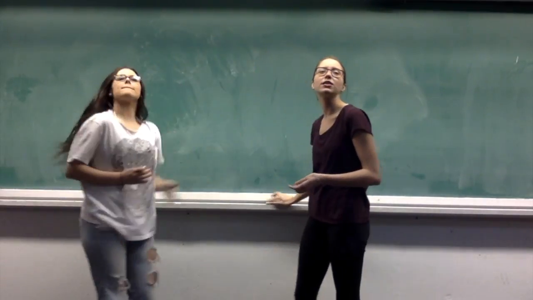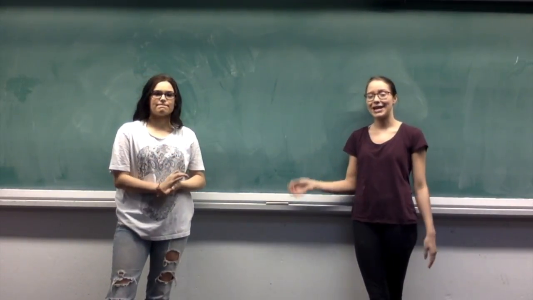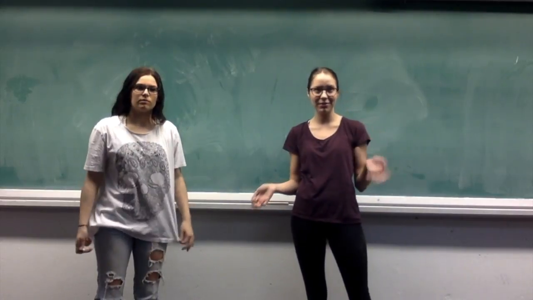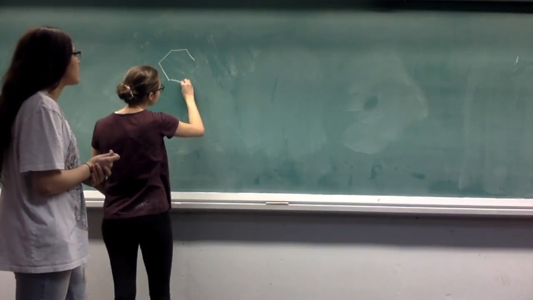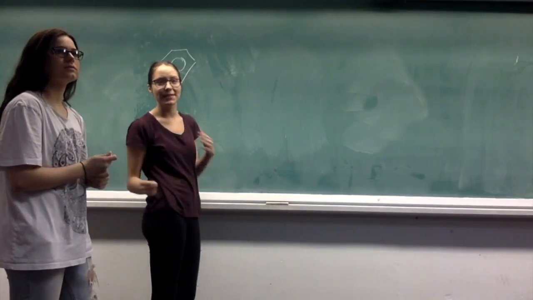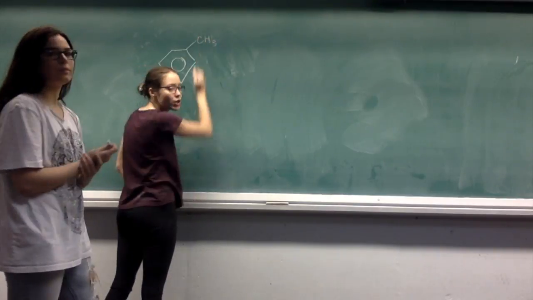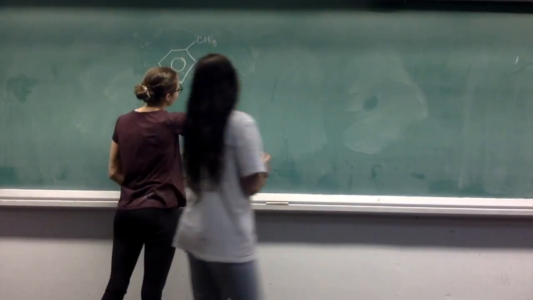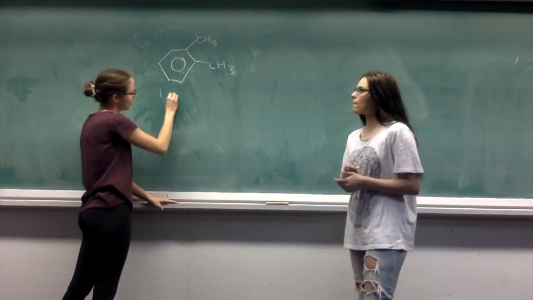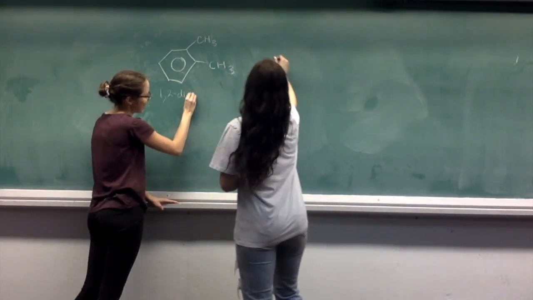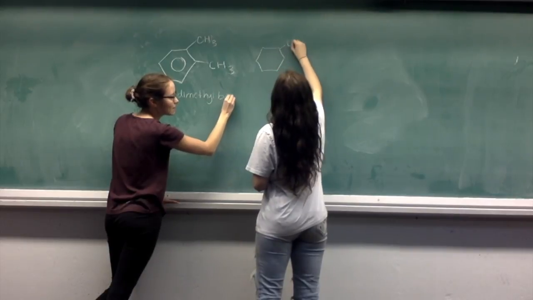So first, we can talk about dimethyl substituents known as xylenes. This is an easy example to start out with. So, when naming benzenes with multiple substituents, you name them by which carbon they're at. So, this can be called 1,2-dimethylbenzene.